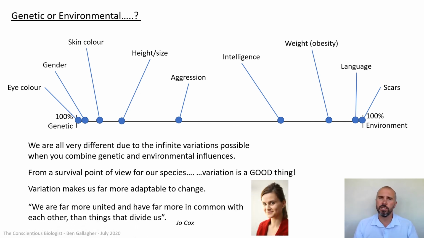So I'll leave you with this quote. It's from Jo Cox, who was a British MP who was murdered a few years ago. But she said, "We're far more united and have far more in common with each other than things that divide us." She was murdered for her views by a guy who was far right, didn't believe in that kind of thing. She was an amazing person. She believed that we should nurture and appreciate all of the variation that there is around us, because it seems to be the only way we're going to survive as a species.